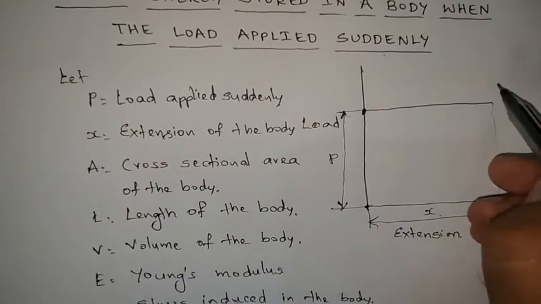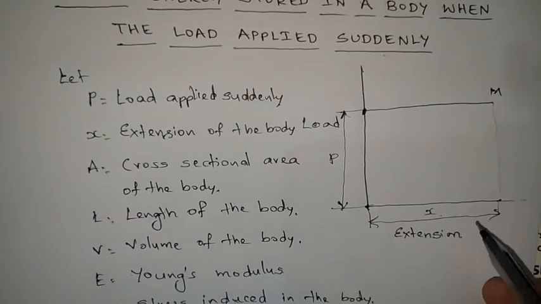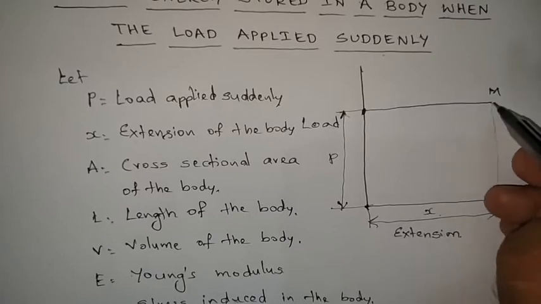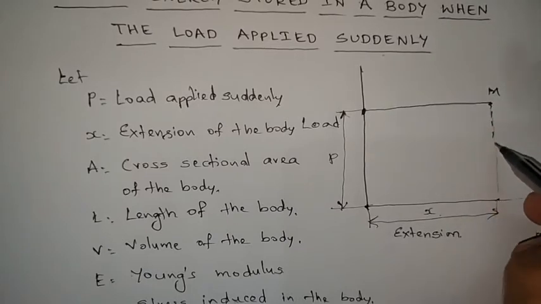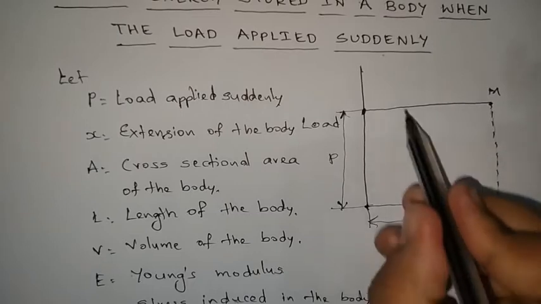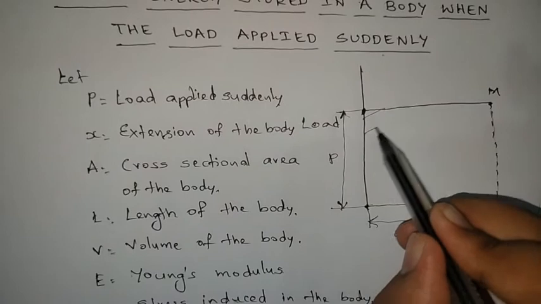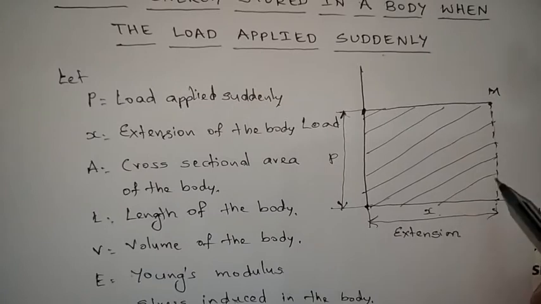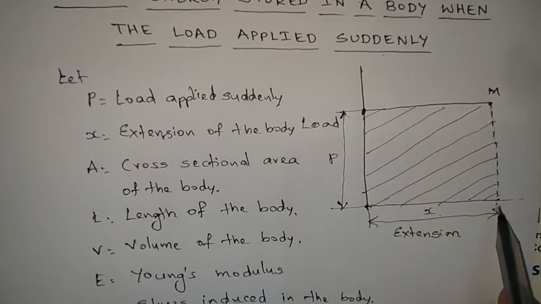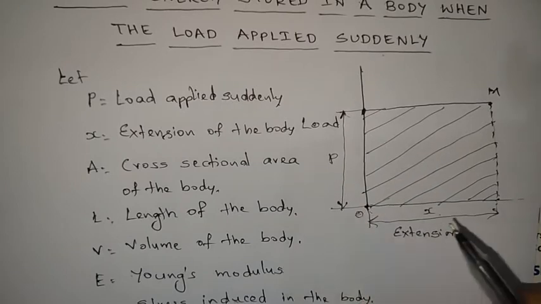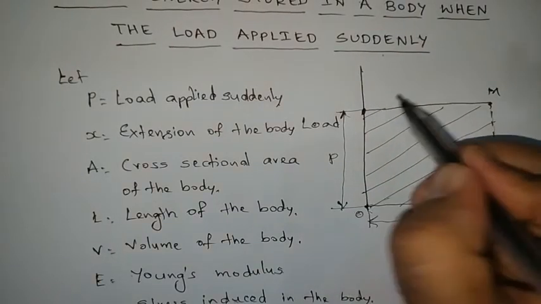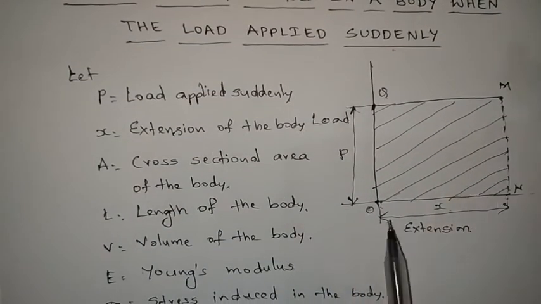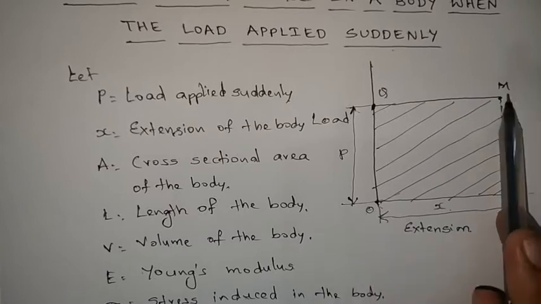Let us say this point is M. Now I require the area under this curve. So what is the area under this curve? Now draw a dash line. So now the area under this curve will be this one. If you see the area under this curve, let us say it is O, N, and this one is Q. So the area under this curve means the area of O, N, M, Q.